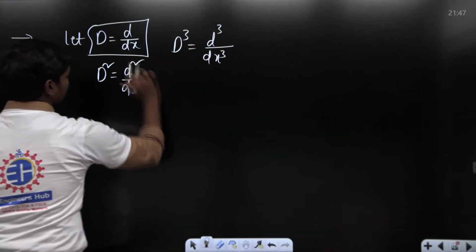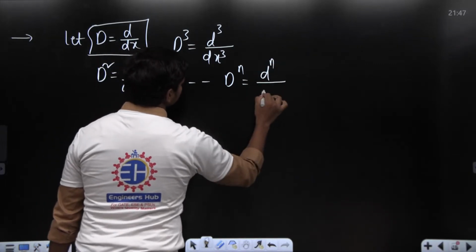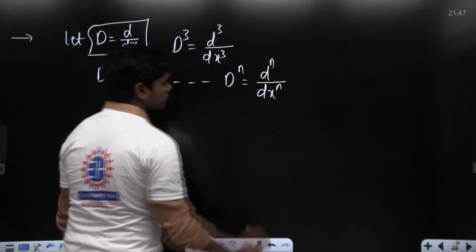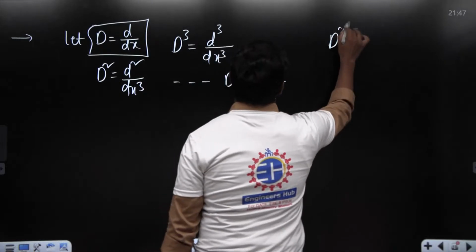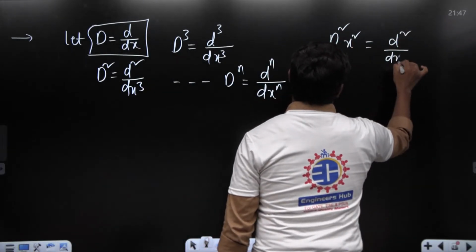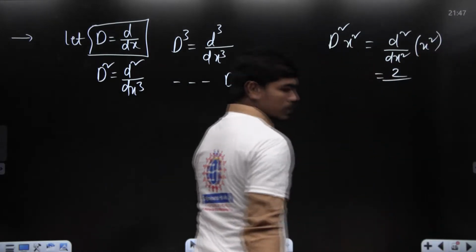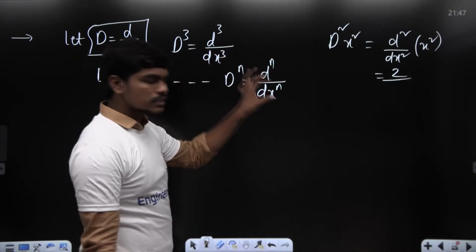Similarly, D^n is nothing but the operator d^n/dx^n. So suppose you are writing D^2 x^2, which means d^2/dx^2 operating on x^2, for which the answer is 2. Correct? So this is how these operators are generally used.